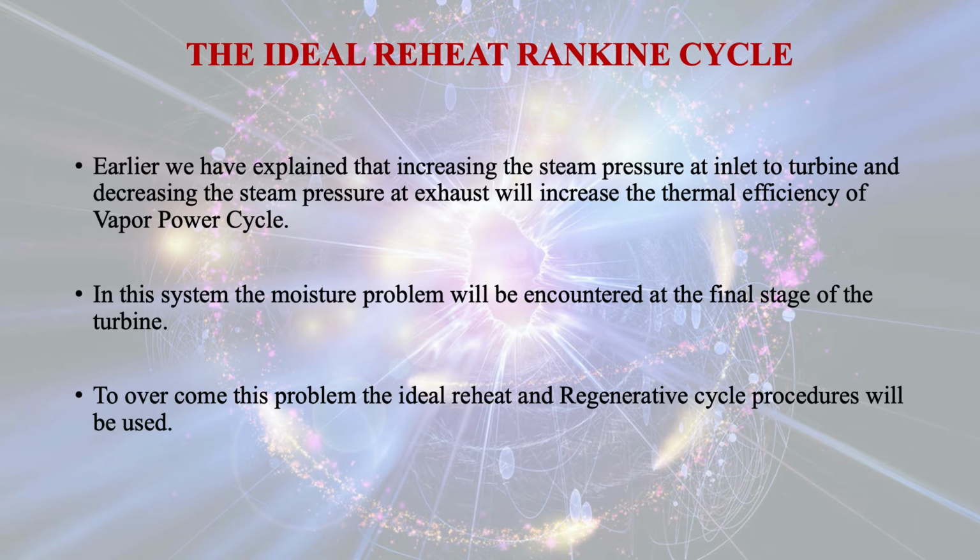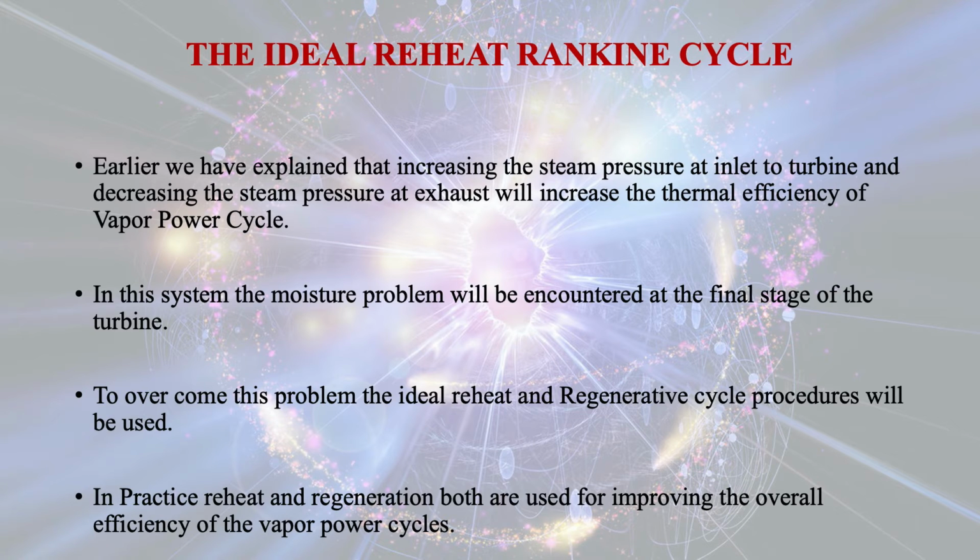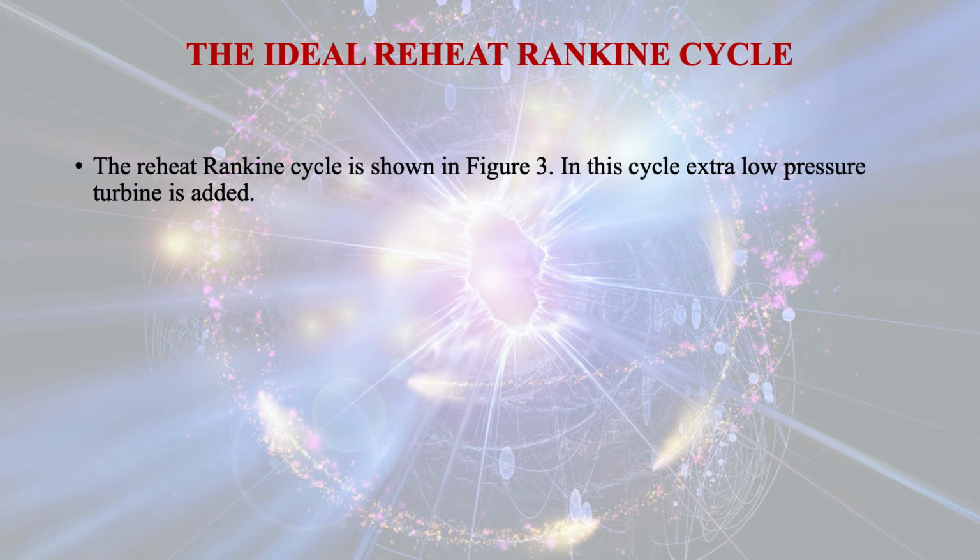procedures will be used. In practice, reheat and regeneration are both used for improving the overall efficiency of the vapor power cycles. The reheat Rankine cycle is shown in figure 3. In this cycle, an extra low pressure turbine is added.